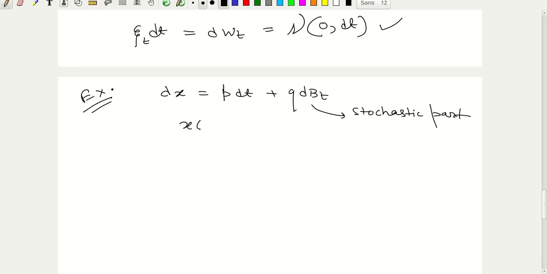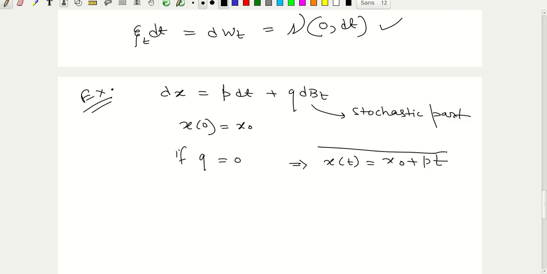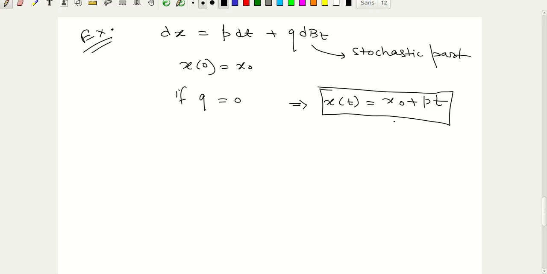Now, if you are provided with x of 0 equal to x0, and if q is equal to 0, then you already know the solution, which is x of t equal to x0 plus pt. This is a known solution, because it becomes an ordinary differential equation. But if q is not 0, then how will you solve it? Then you solve it like this: p dt plus q into dB of t, which is the stochastic part.